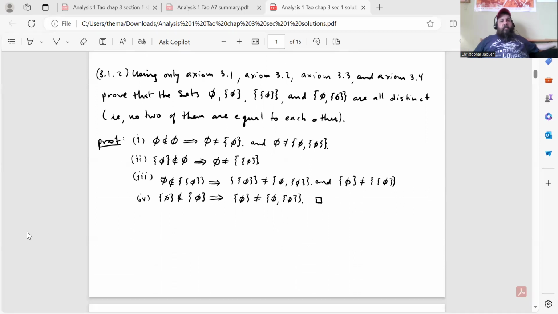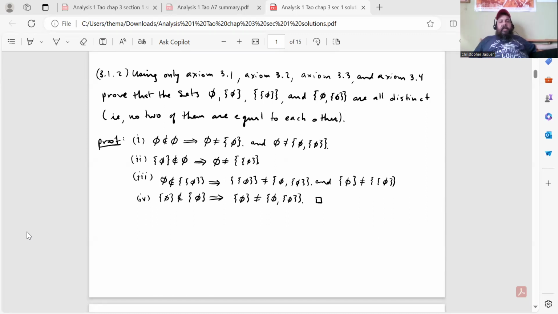But anyway, 3.1.2. Using only axiom 3.1, axiom 3.2, axiom 3.3, and axiom 3.4, prove that the sets, the empty set, the set containing the empty set, the set containing the set containing the empty set, and the set containing the empty set and the set containing the empty set, are all distinct. For example, that means no two of them are equal to each other, right? And you just use the definitions here, and like I said, the axioms.